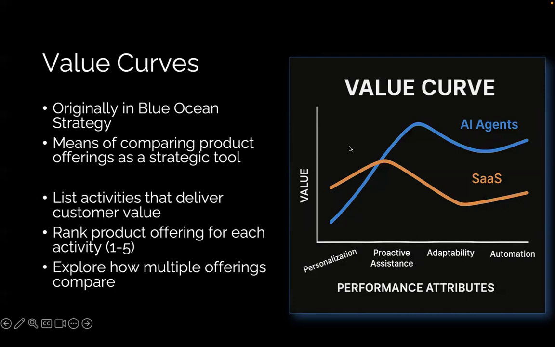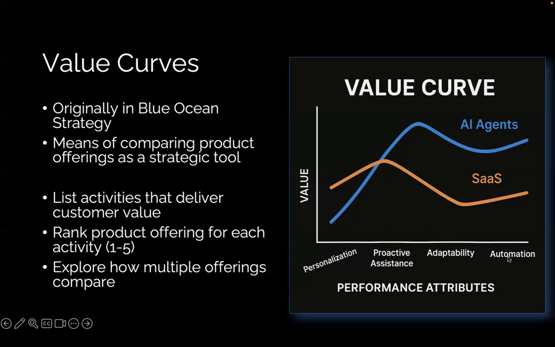Now, I actually had another thing we'll talk about. I had OpenAI do this for me, so it's kind of simple. It proves my point, though, that you can get AI to do some of this stuff and then tweak it. I didn't, because I wanted to illustrate a point. But the point is, you list the activities that deliver customer value, and that could be stuff the customer doesn't see, like thinking or storage or whatever. Rank each product offering, often 1 to 5. It's really up to you. Then explore how these multiple offerings compare, and whether one is better than another.